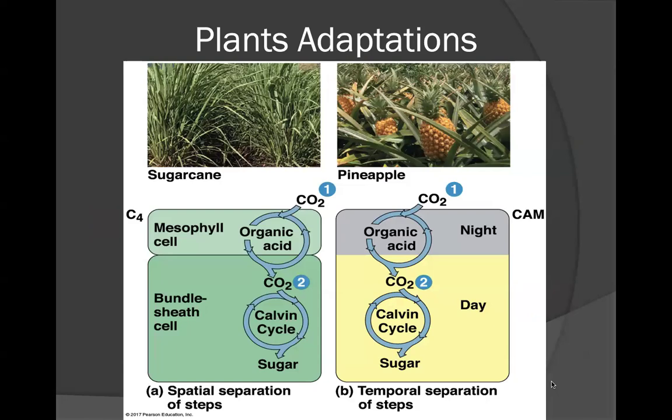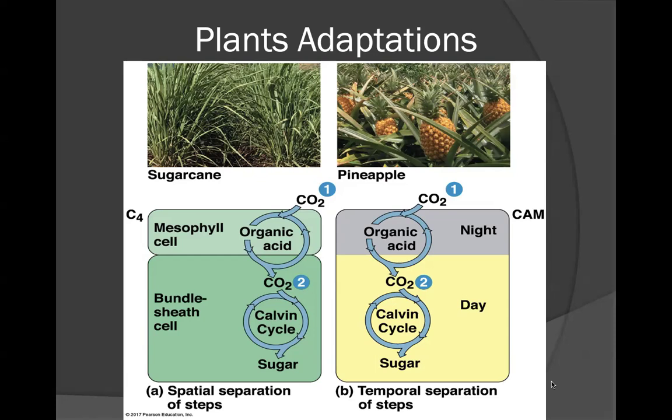The process that you have seen in the previous slides represents the common C3 pathway in plant cells. The C3 pathway is typically carried out in mesophyll cells. However, there are some plant adaptations that plants can have that can help them overcome difficulties in carrying out photosynthesis in various types of environments.